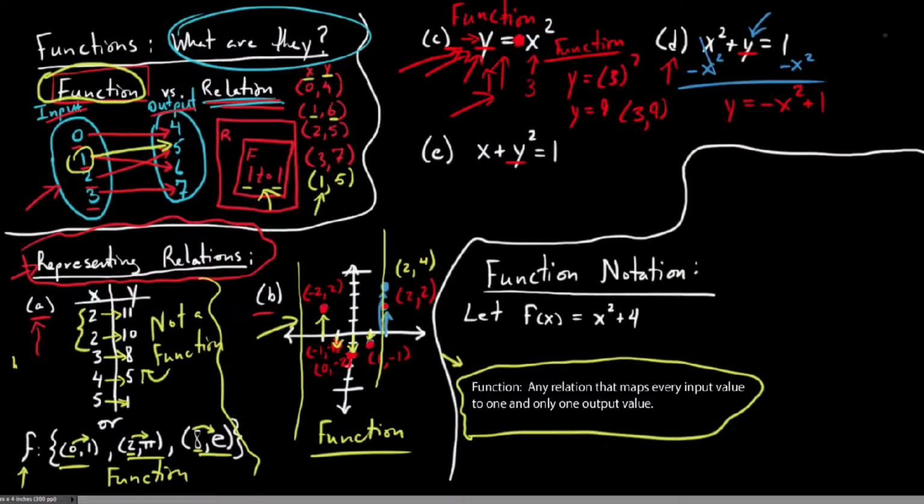So again, we could make a table at this point. We could graph this. We could plug it into a calculator and see if it has a graph in which a vertical line would intercept it more than one time.